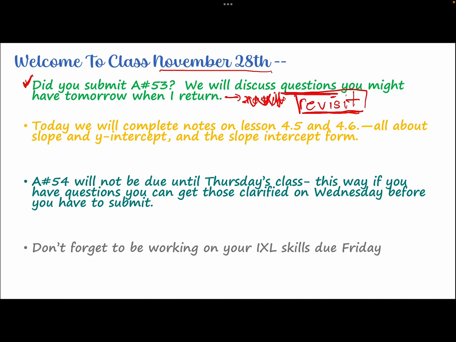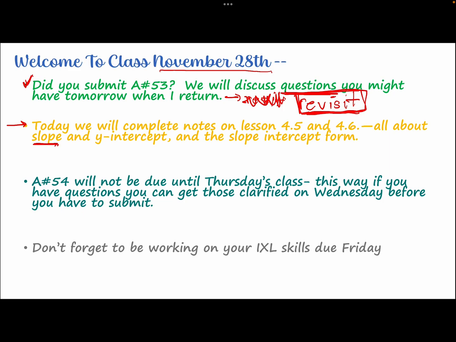just so I can highlight something that I made sure I highlighted in period 5 and 6, and I realized I did not highlight in your class. So periods 5 and 6, you can skip over that part in the video because we did that well in your class. Today you're going to complete these notes on 4-5 and 4-6, all about slope.